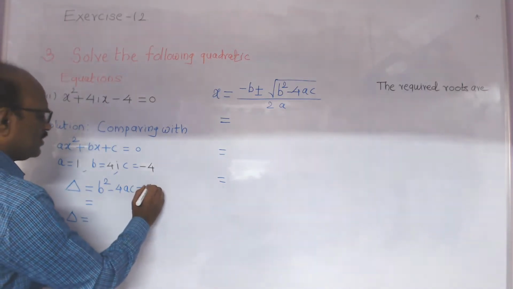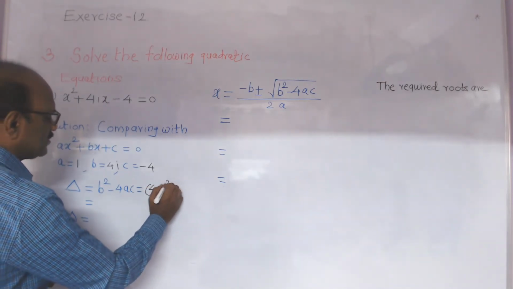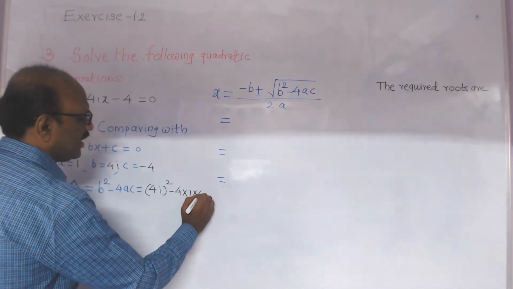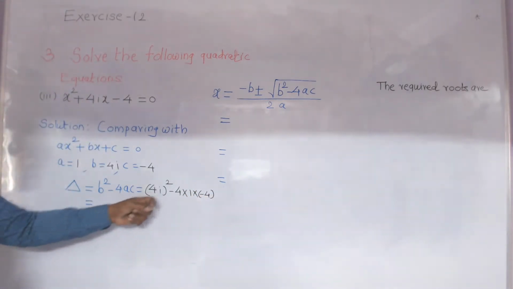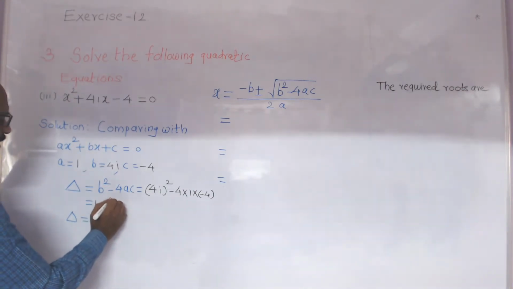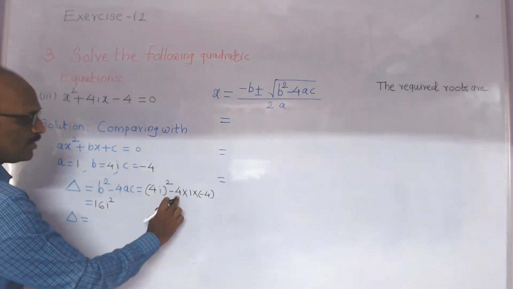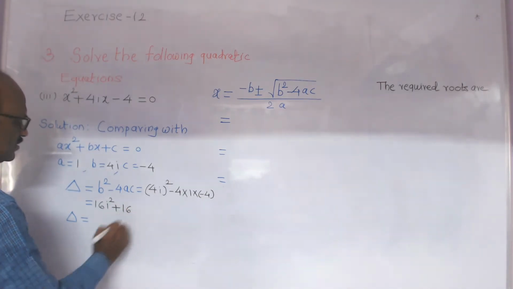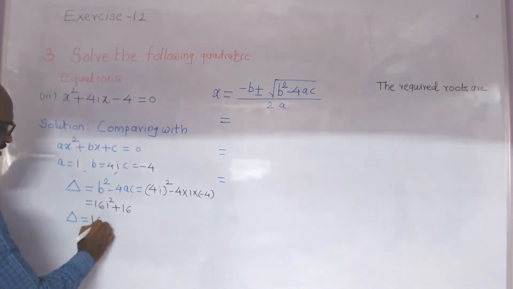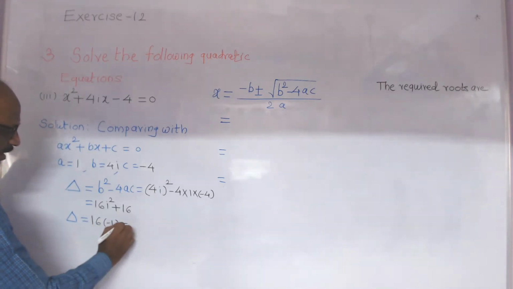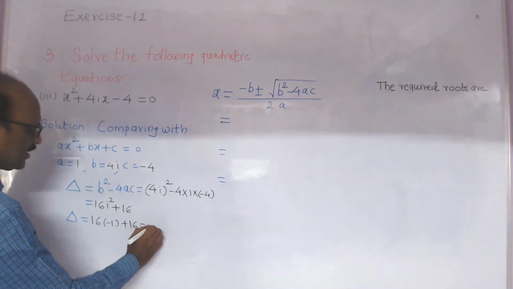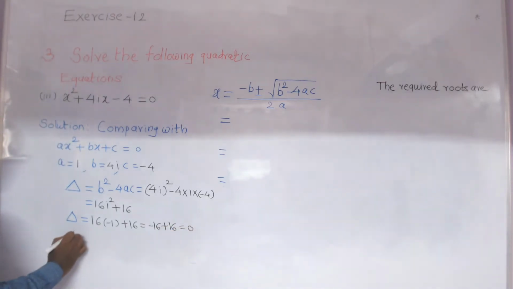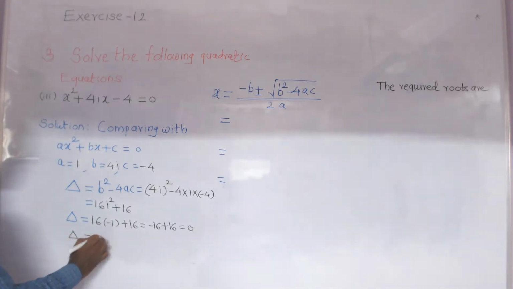We will substitute the values: (4i) square minus 4ac, where a is 1 and c is minus 4. Now (4i) square gives 16i square. Next, 4 into minus 4 into minus 4 is plus 16. Here i square is minus 1, therefore 16 into minus 1 plus 16, and overall you will get minus 16 plus 16, which equals 0. Therefore the value of delta, the discriminant, is equal to 0.